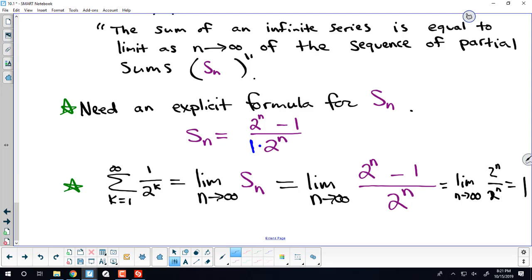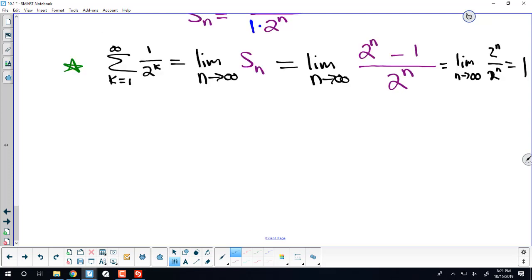So what that means is that our sum from 1 to infinity, the infinite sum of 1 over 2 to the k, is actually approaching 1. So the way we say that, though, is thus the sum from k equals 1 to infinity of 1 over 2 to the k. We say that's equal to 1.